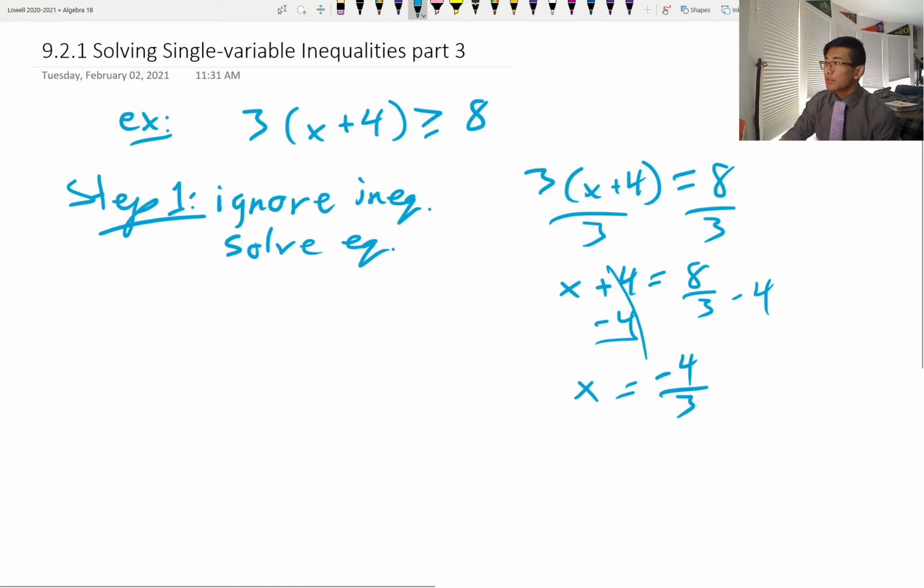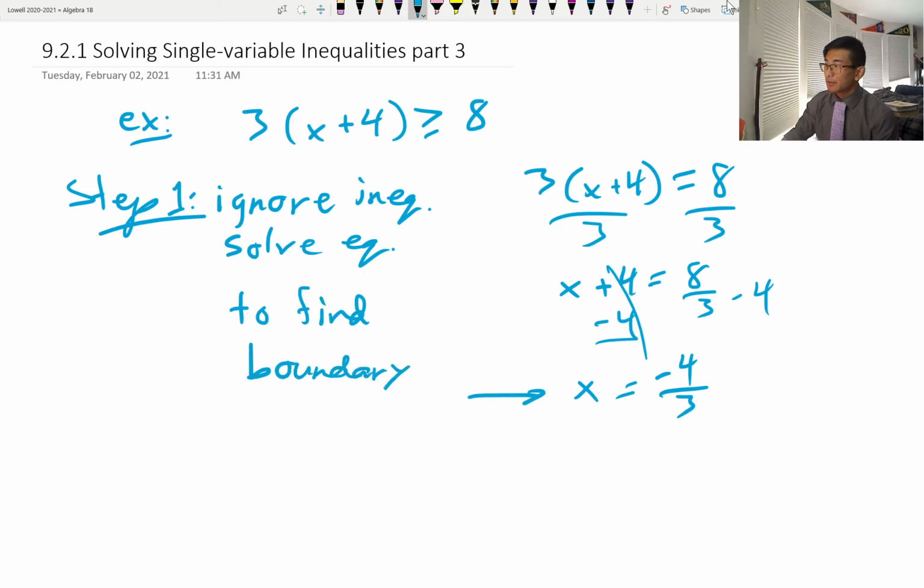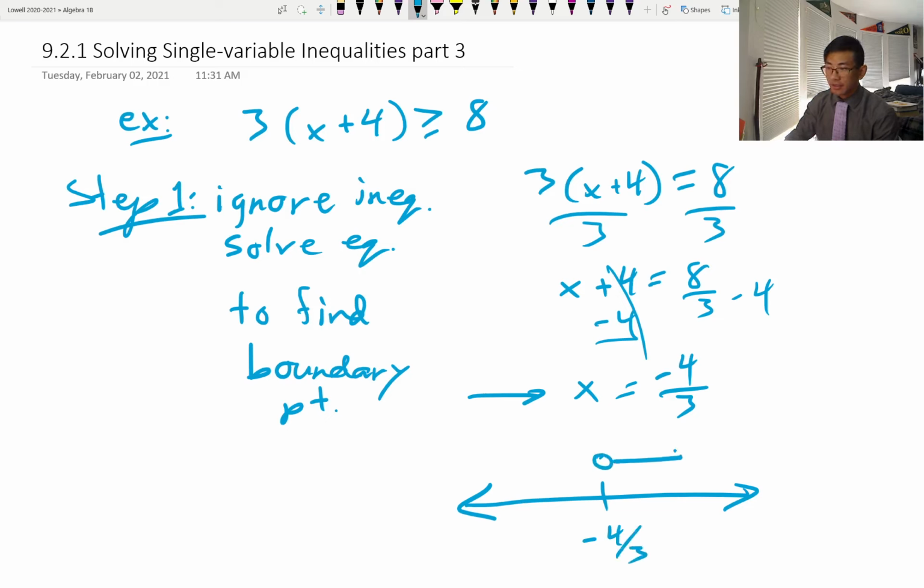Now, what you just found, I like to call the boundary point. By the boundary point, this is what I mean: our inequality is going to look like this, with negative 4 over 3, and that's going to be the point that's our starting point for our arrow, either going to the left or to the right.